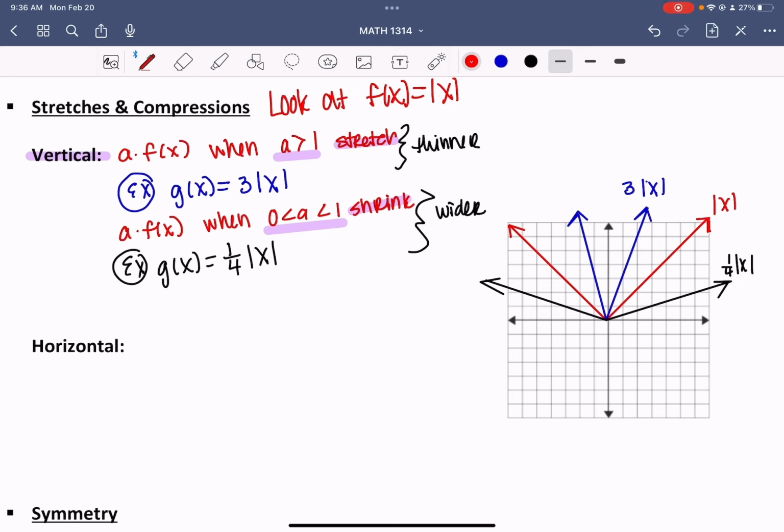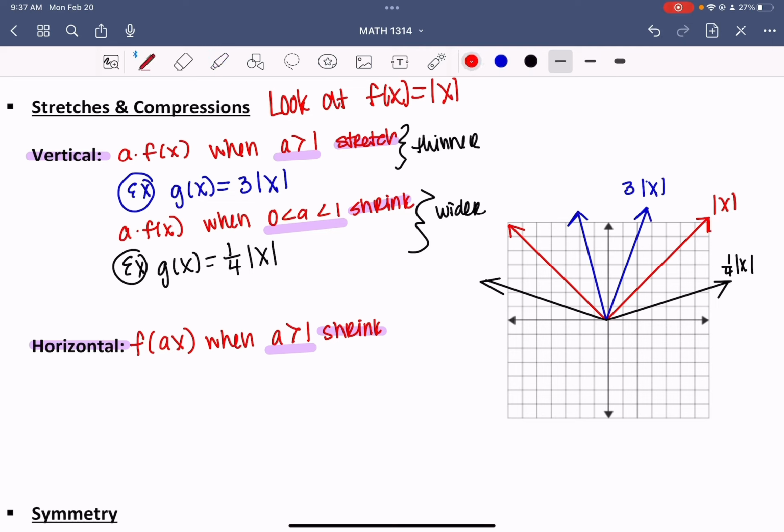Same is true with your stretches and compressions. If I have f of ax, and let's put that multiplier on the inside of the function, when a is greater than 1, it creates a shrink. And this is why you have to use your notes, because they switch up that wording. So a horizontal shrink occurs when a is greater than 1.